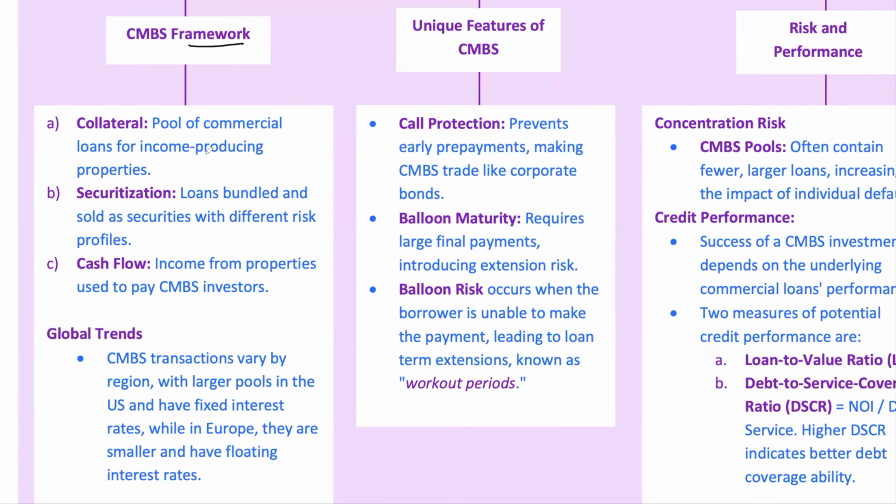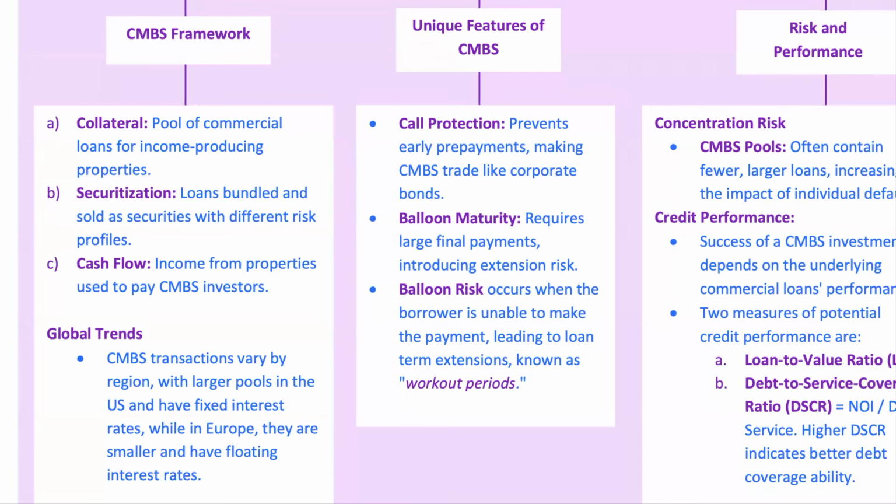Here's the basic framework of how CMBS works. First up, the collateral. A collection of commercial loans is used as security. These loans could be for financing new property purchases or refinancing old mortgages. Next, there's the securitization part. Those mortgages are bundled up and sold to investors. The cool thing is they come in different risk levels, so investors can choose their risk and return sweet spot. Finally, cash flow from these properties is used to make payments to the CMBS investors.